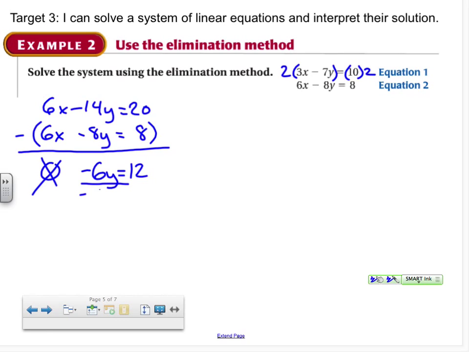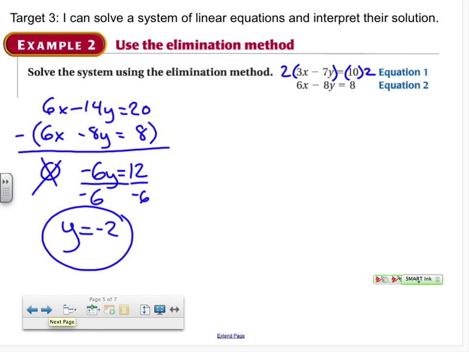We'll divide by negative 6, and y equals negative 2. All right, y equals negative 2. So now I can plug and chug y into one of my equations to find x. And again, once you've found one of your variables, it doesn't matter where you plug into. I can plug into this equation here, I can plug into this original equation there, or I can plug into these equations that have been doctored.